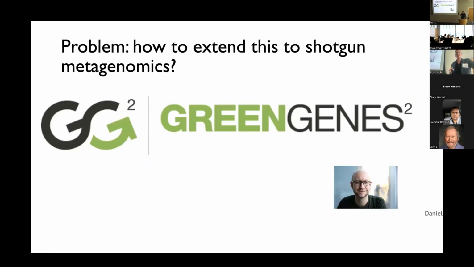So a lot of what I've shown you has been done with 16S. A really important problem is how to extend this to shotgun metagenomics, which is the technique I told you about, where we get fragments of all the DNA. This has largely been driven by Daniel McDonald and the Greengenes2 project, which is about to be published in Nature Biotech.